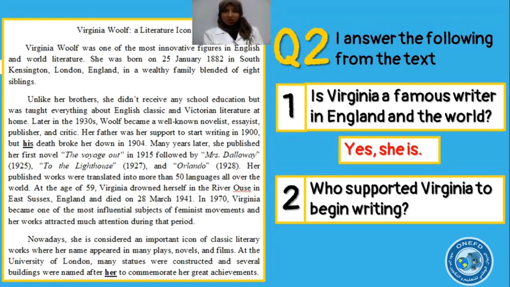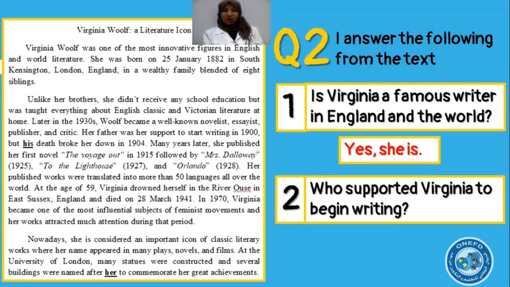We have in the first paragraph, Virginia Woolf was one of the most innovative figures in England, in English and world literature. So here we have literature of English and literature of the world. Second, we have in paragraph 2, her published works were translated into more than 50 languages all over the world. This means that Virginia was very famous, that her works were translated into more than 50 languages in the world.